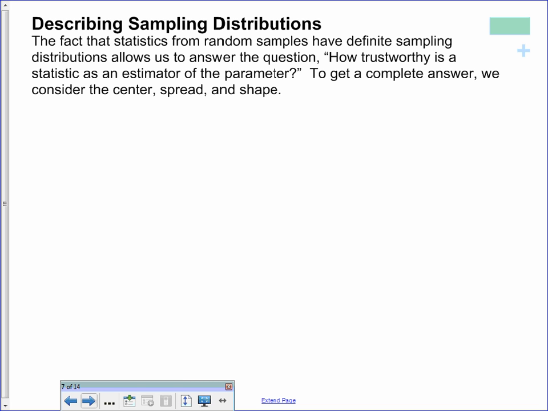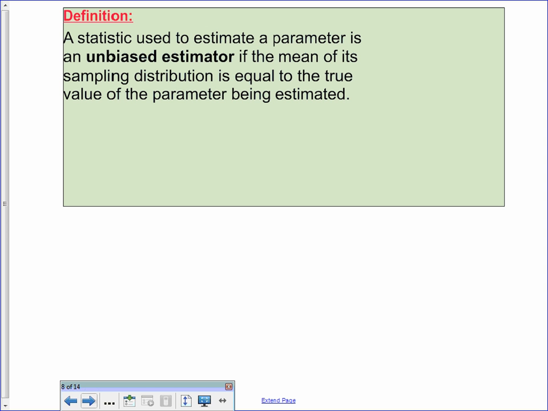Because we know there's randomness in our sample, by looking at the shape, and these should look very familiar, if we look at the sampling distribution, if we look at the center, the spread, and the shape, we should be able to tell how accurate our estimate is. And if these things generally follow rules, then we'll be able to tell how accurate all our estimates are. And that's where we're getting to.